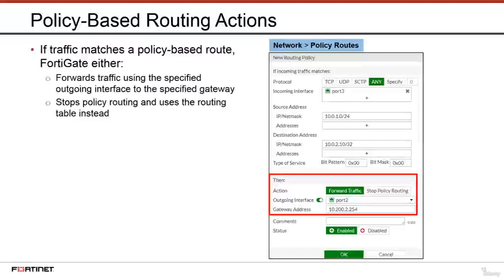Policy-based routing actions. When a packet matches the policy route, FortiGate takes one of two actions. Either it routes the packet through the configured interface and gateway, bypassing the routing table, or it stops checking the policy routes. So the packet will be routed based on the routing table. Remember, for a policy route to forward traffic out to a specific interface, there should be an active route for that destination using the interface in the routing table. Otherwise, the policy route will not work.